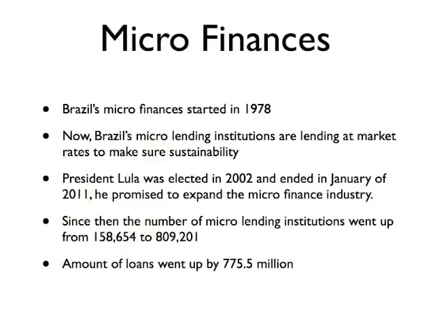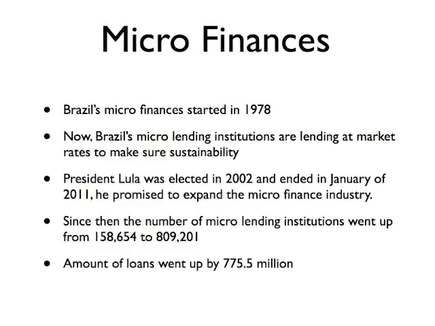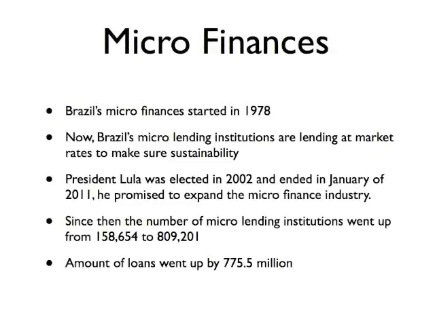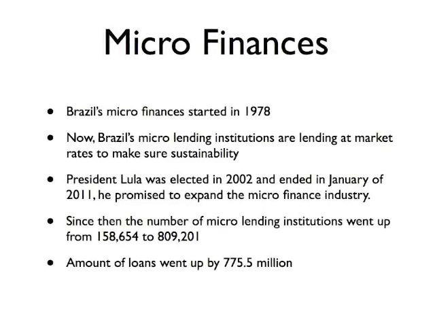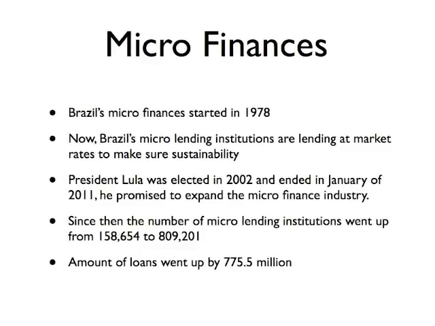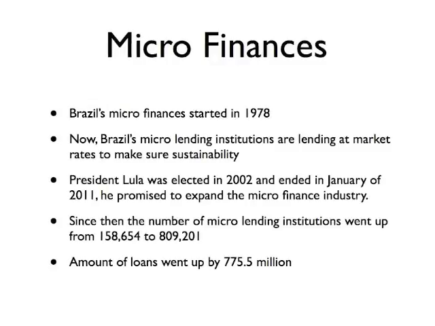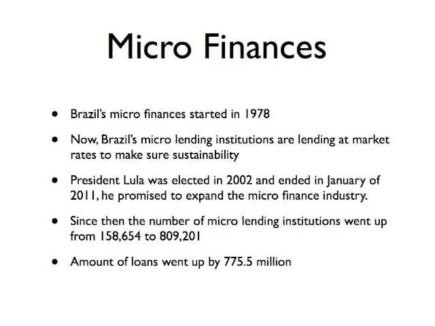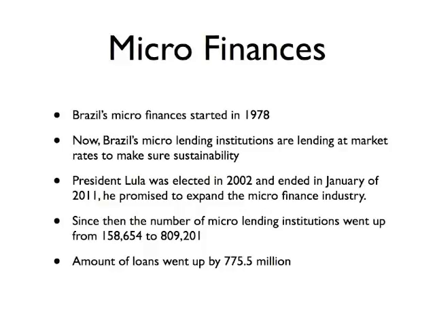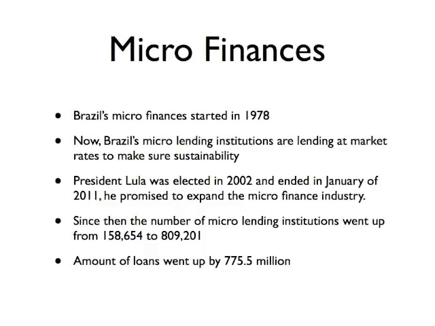Brazil's first microlending institution was established in 1978. The institution did not really grow dramatically in size or numbers until 2002 when President Lula was elected. President Lula promised to expand the microfinance industry and has since increased the numbers of institutions from 159,000 to 809,000. The amount of money lent out also increased by $775 million.